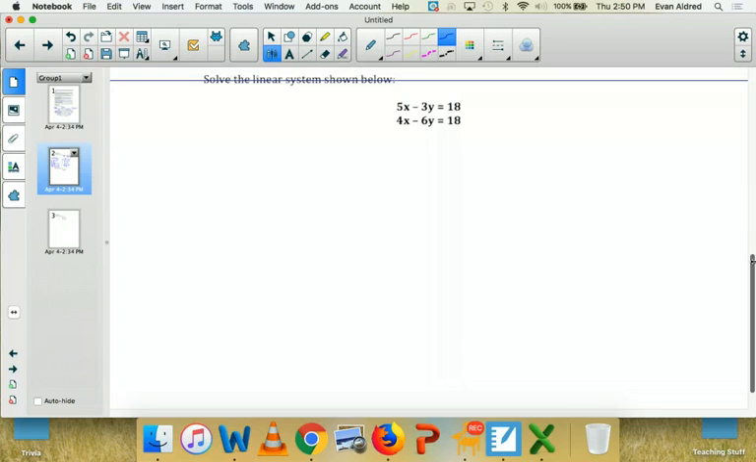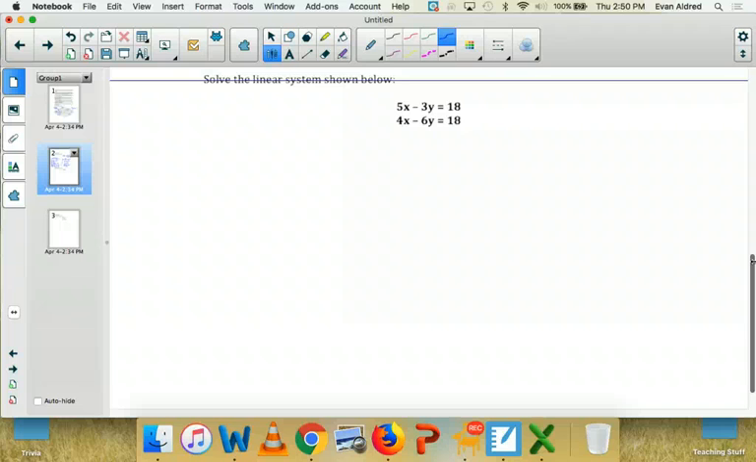If we look at the bottom equation, 4 doesn't divide evenly into 6, nor does it divide evenly into 18. So in the bottom equation, x also doesn't make sense to isolate. So in both equations, we would try not to isolate x. It's just going to make our lives a little bit harder the further on we get. Now, negative 3 doesn't go well with 5, but it goes well with 18. Negative 6 doesn't really go too well with 4, but it does go well with 18.